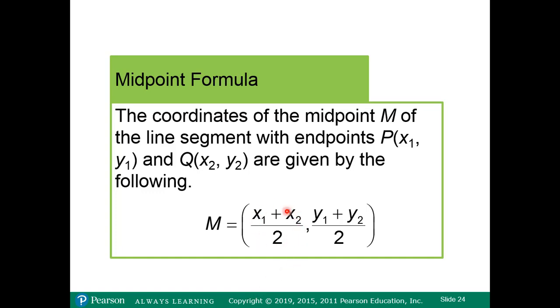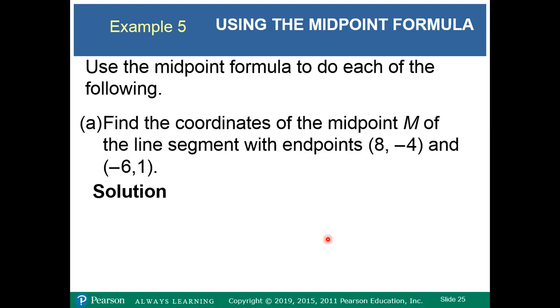So we take the average of the two x values, and we take the average of the two y values. In other words, we're finding the midpoint of the x's, and we're finding the midpoint of the y's. Okay, so now we want to find the midpoint M of the line segment with endpoints located at this point and at this point. So we're going to use the midpoint formula. So we want to find the midpoint of the x's. So we're going to add 8 and -6, which gives us 2. Divided by 2, that's going to give us 1.